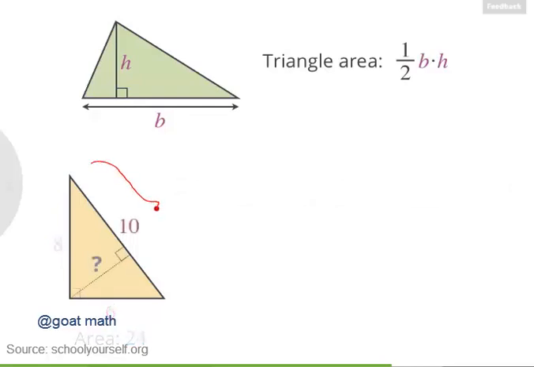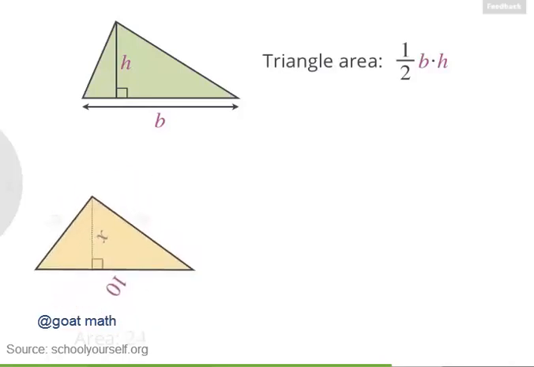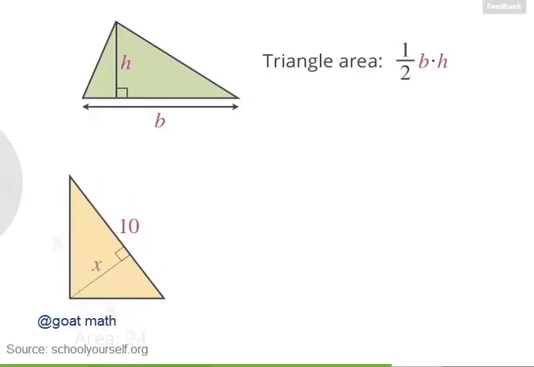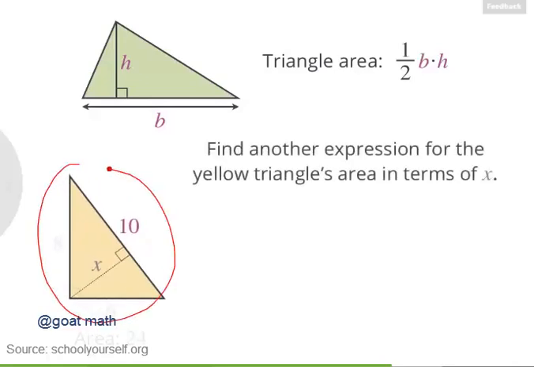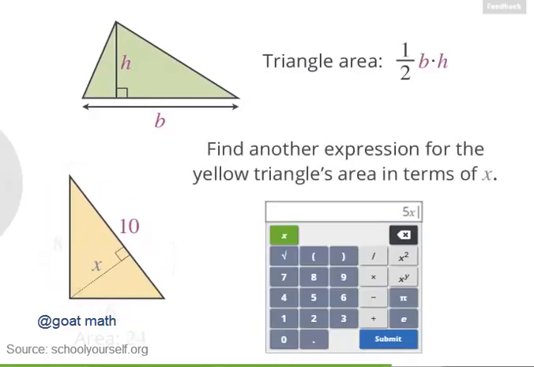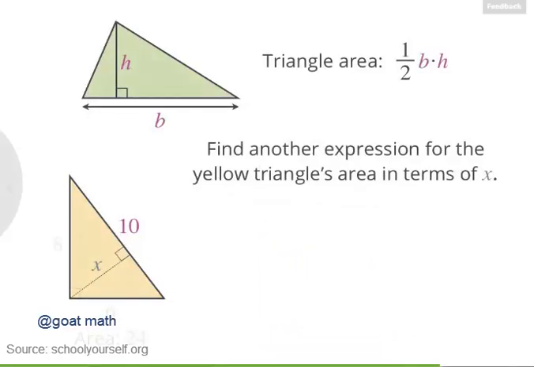Next, let's focus on the side with length 10 and this other altitude over here. Let's call the length of this altitude x. You can think of this side as being the base of the triangle and this altitude as the height. So try finding another expression for this triangle's area in terms of x. Exactly right. The area of this triangle equals 1/2 times 10 times x, which equals 5x.